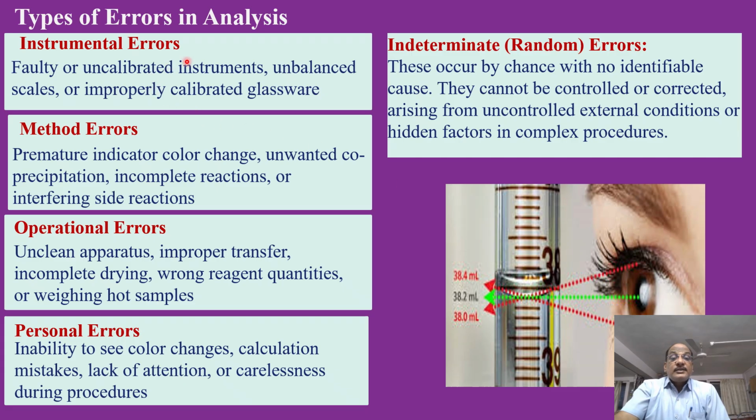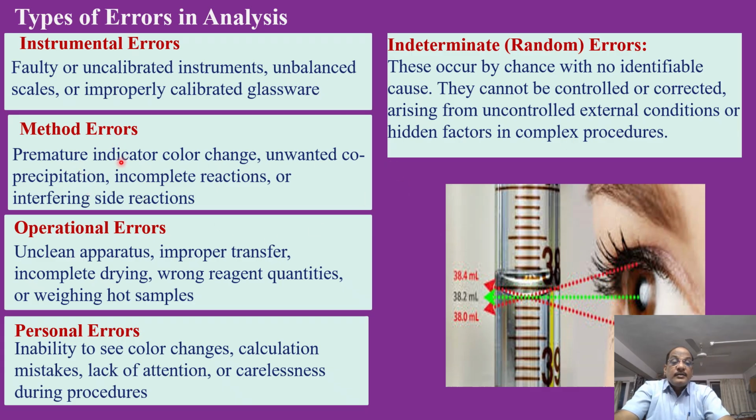When we discuss errors, as I have already told you, there are so many errors. We can do the analysis on an instrument, we can use some methods, and our personal error is also introduced. So there are many types of error: instrumental error, method error, operational error, personal error, and indeterminate error, which is known as random error. How does instrumental error arise? Through a faulty or uncalibrated instrument, an unbalanced scale, or improperly calibrated glassware. So while doing analysis, first we have to calibrate each and every instrument and glassware. It is very important from an analytical point of view.